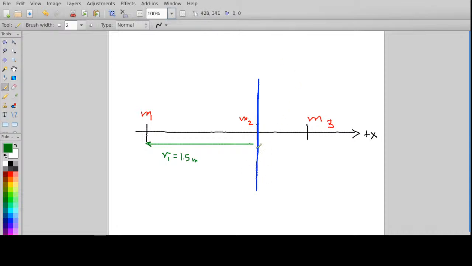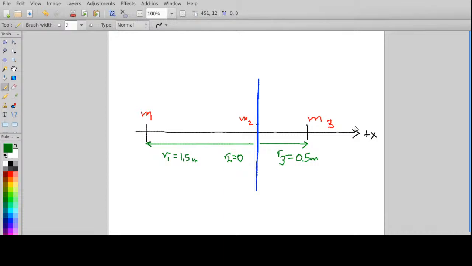Now what's r2? Well, M2 is right on the axis, so r2 is just going to be 0, because the distance from the axis to M2 is 0. It's right on it. And then from the axis to M3, that one is called r3, and we know that distance is 0.5 meters. Why? Because M2 is at 1.5 and M3 is at 2, so between 1.5 and 2 is 0.5.